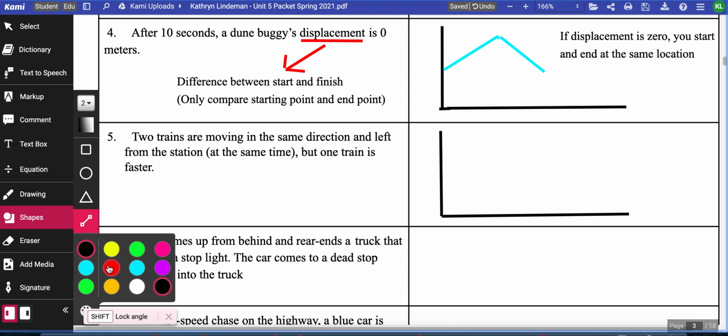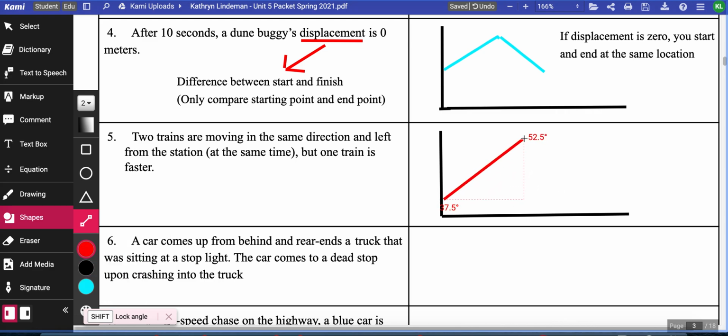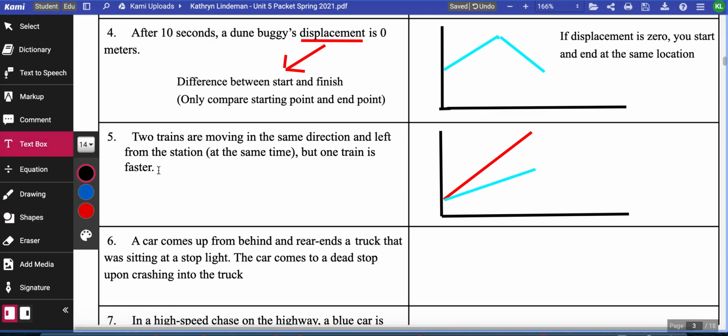So they're leaving at the same time, going in the same direction, but one is moving faster. So that means that this is the graph that looks like this. And you'll start to notice that you see a lot of these same graphs kind of happen over and over again.